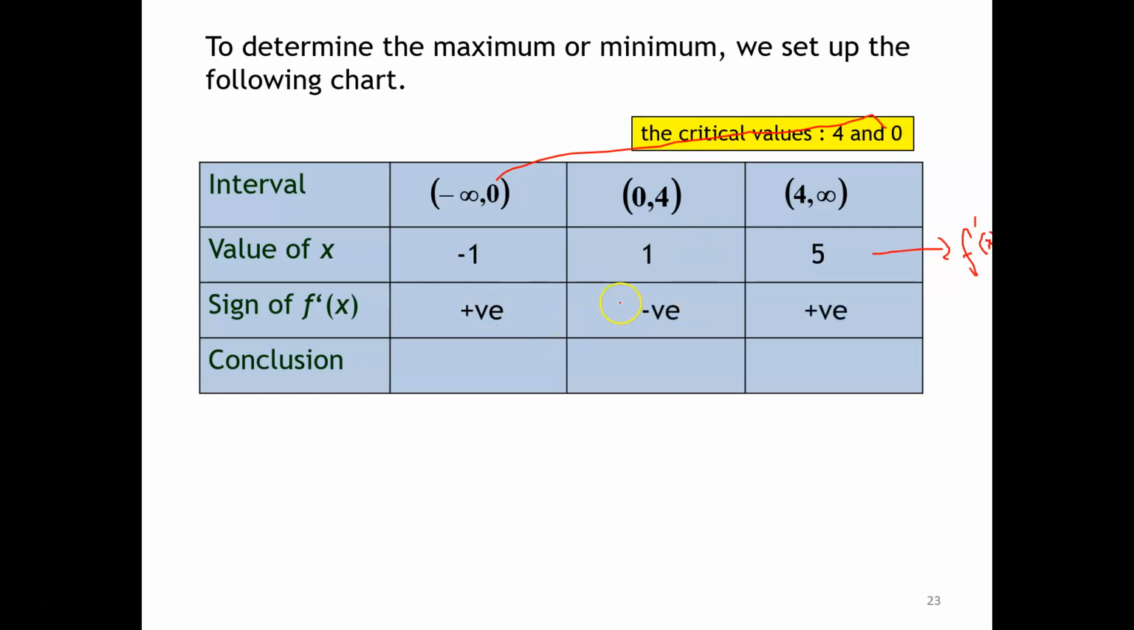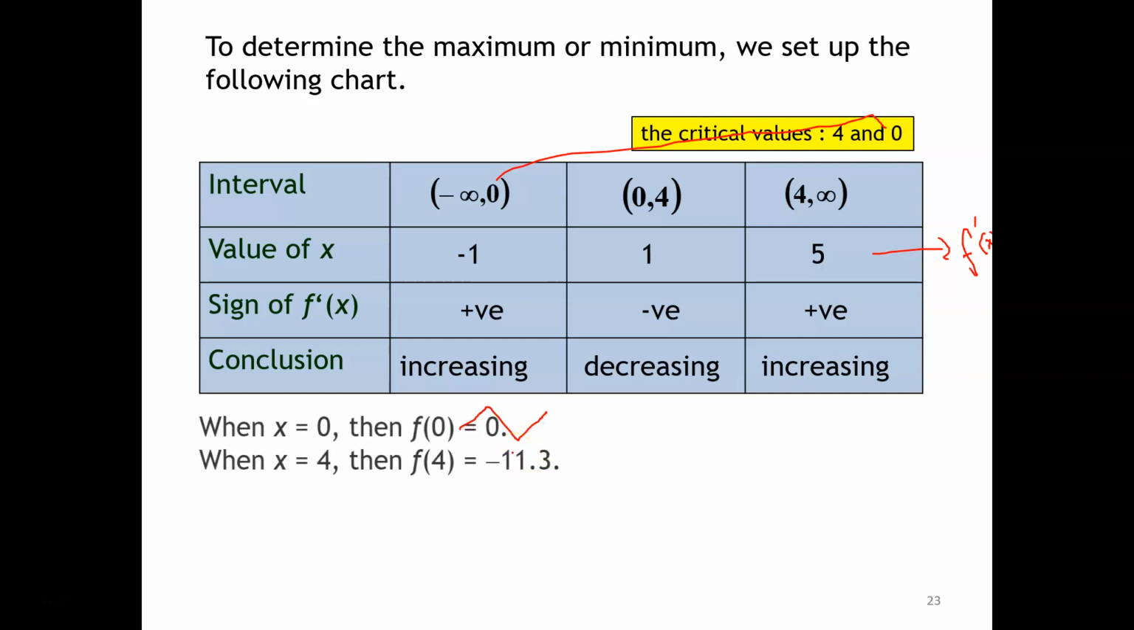If you don't believe it, you just try to calculate by yourself. Then from here you have positive, negative, and positive. You can make a conclusion. If positive, it will be increasing. Negative, it will be decreasing, and also increasing. So the graph looks like this: increase, decrease, and increase.